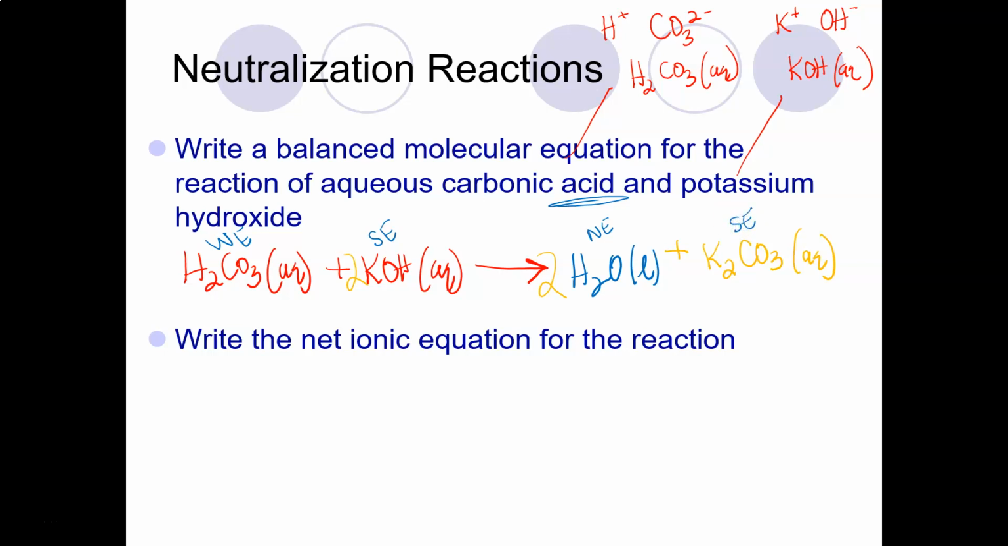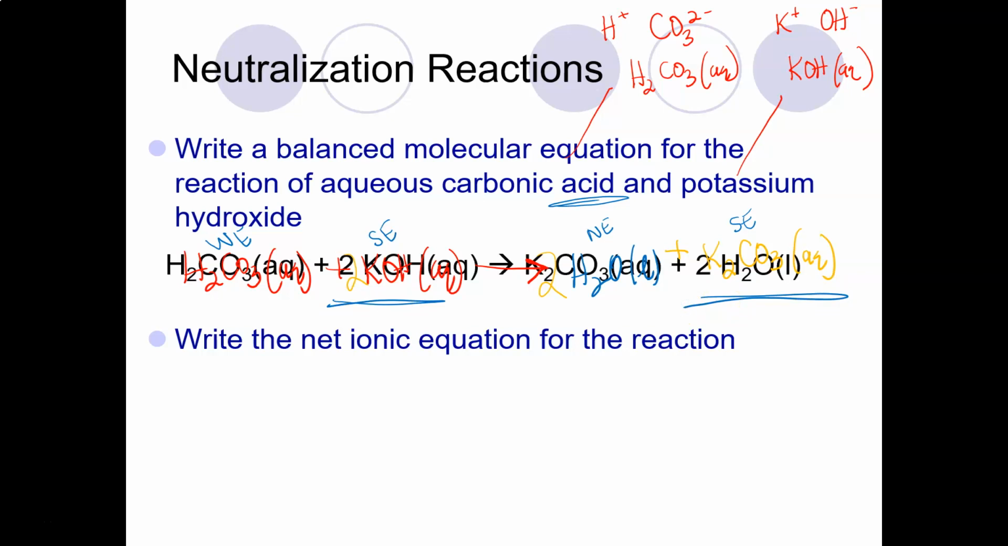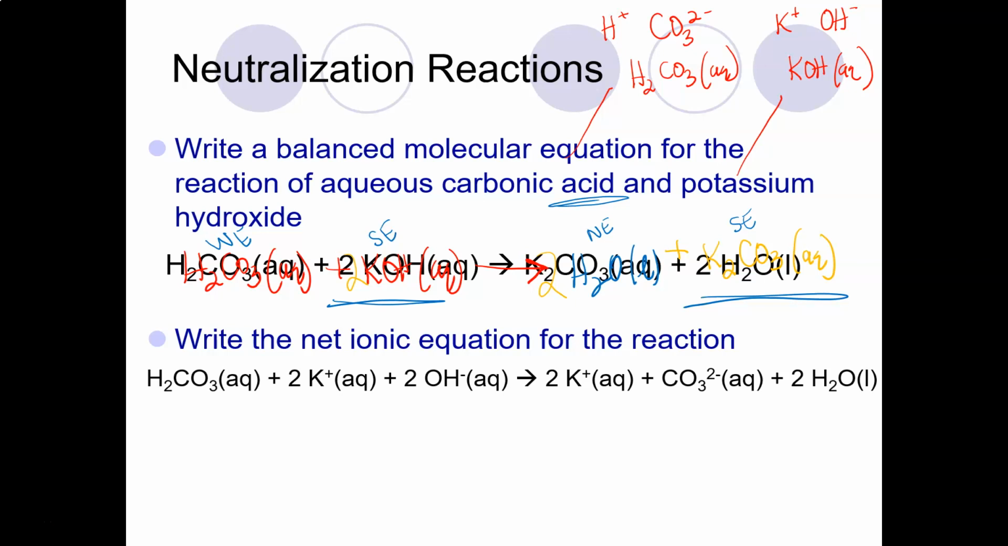So when I do this, only the strong electrolytes get dissociated. So this and this, I am going to break apart. The other two things are going to stay together. Okay, so H2CO3 stays together. 2 KOH became 2 K plus aqueous and 2 OH minus aqueous. K2CO3 became 2 K plus aqueous and carbonate aqueous, and the two waters stayed two waters. So that's the ionic equation.